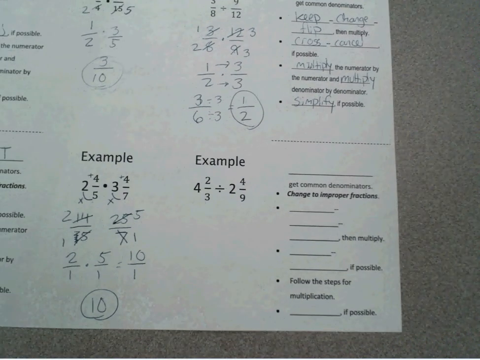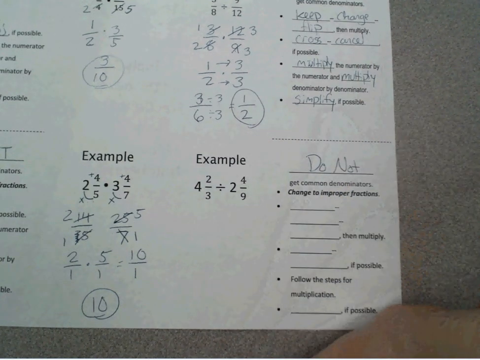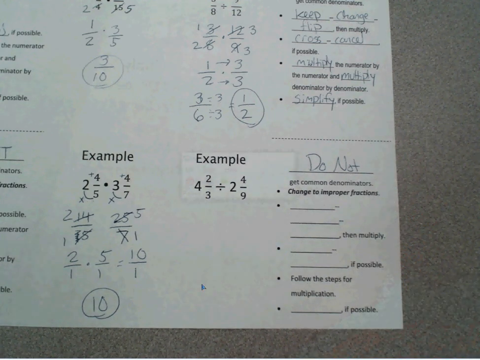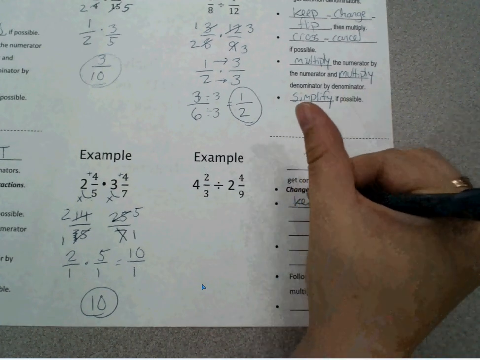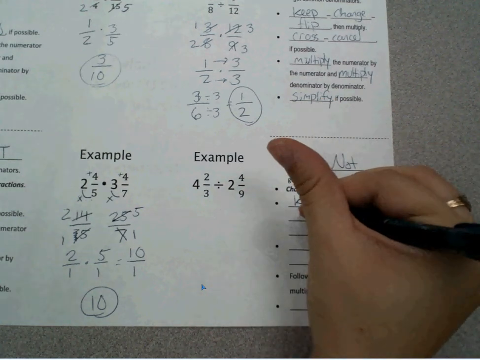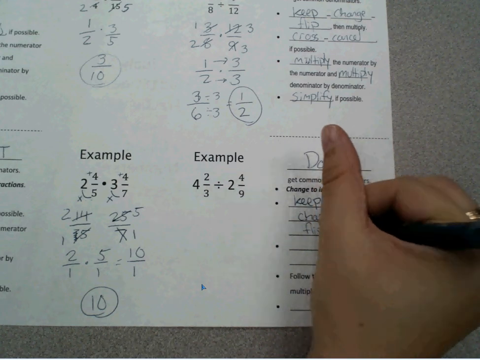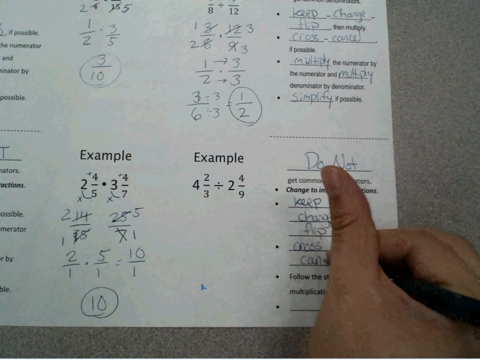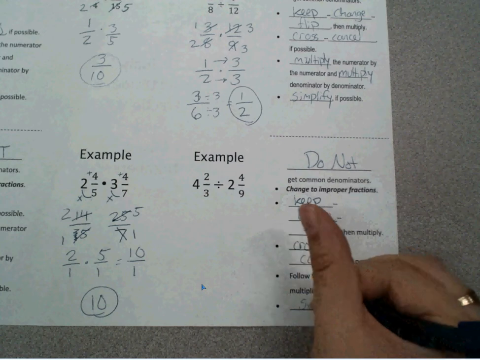Dividing is pretty similar. Again, do not get common denominators. And then just like before, you're going to change it to an improper fraction. And then like before again, you're just going to keep change flip. Then just follow your multiplication steps. Cross cancel, if possible. Again, follow the steps for multiplication, and then just simplify.